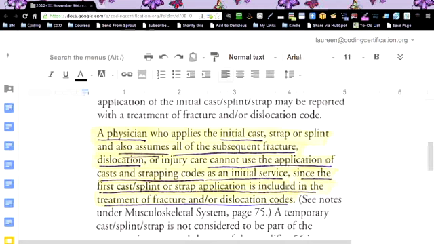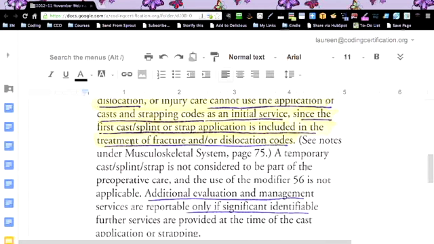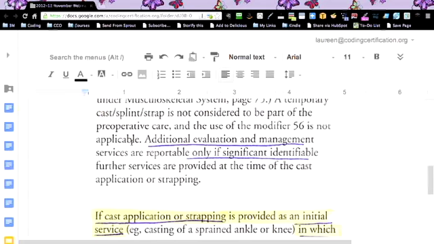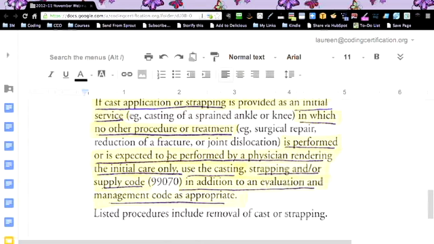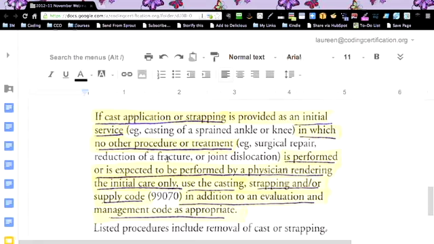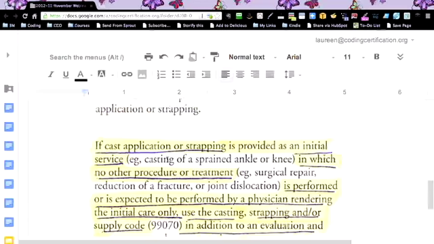Okay. Another important thing to understand with casting and strapping codes in CPT, it's not talking about the product. It's not talking about the actual cast material or strapping material. You're going to bill that with HCPCS codes or the universal supply code in CPT, 99070. Probably HCPCS if your payer accepts it. So keep that in mind. This is for the service of applying the cast or strapping, not for the cast or strapping material itself. Okay, so hopefully that overview will help you with that.